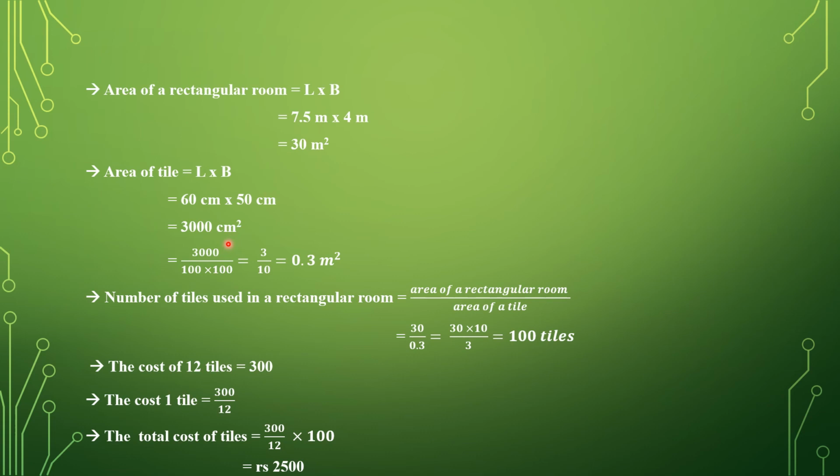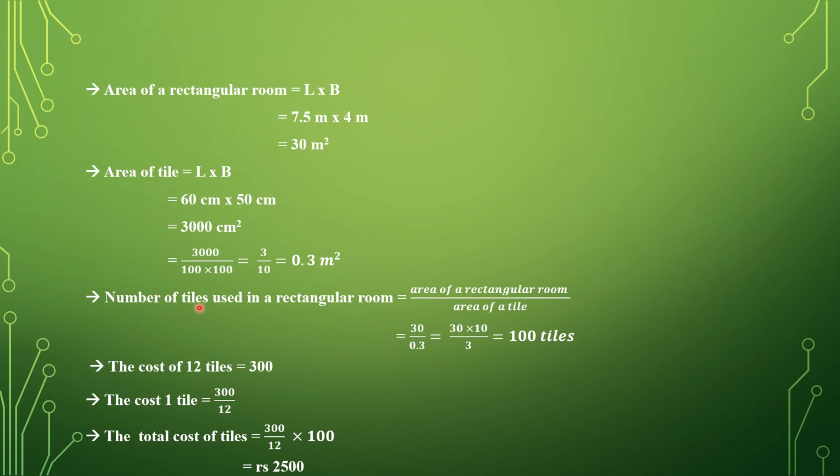But here you have to notice that the area of the room is in meter square, whereas the area of a tile is in centimeter square. So to find the number of tiles used in the room, you have to bring both units to the same. So I am converting centimeter square into meter square. Since it is square, two times I have divided by 100, because we know 1 centimeter equals 1 upon 100 meter. I got 0.3 meter square, so 0.3 meter square is the area of a tile.